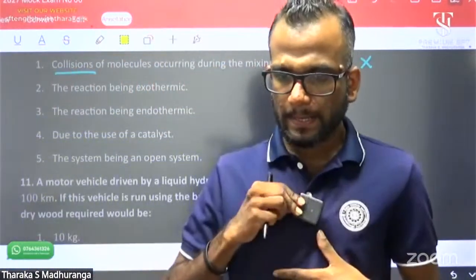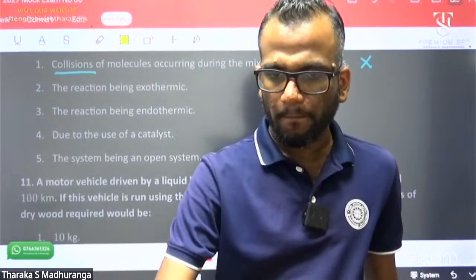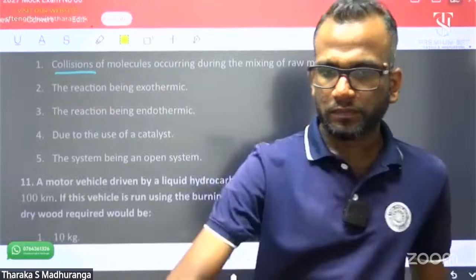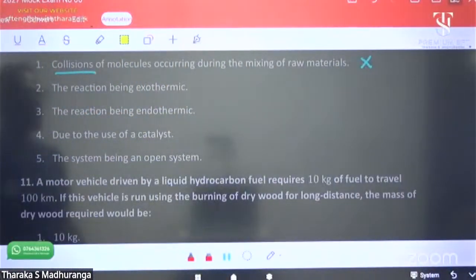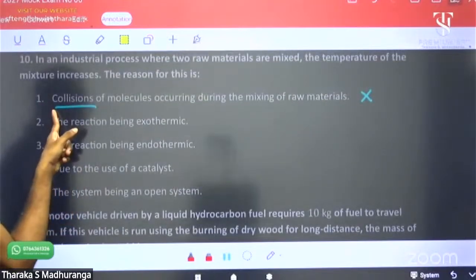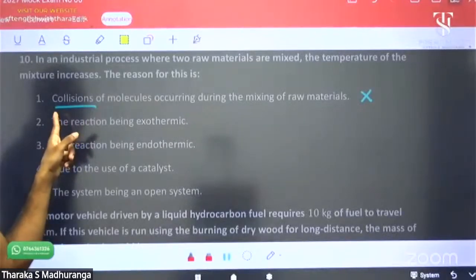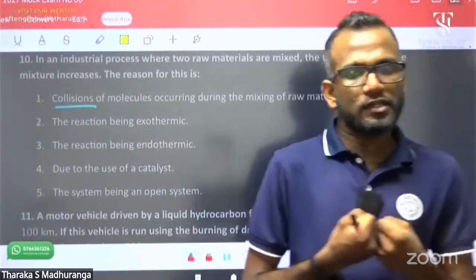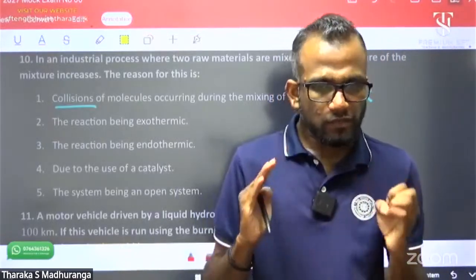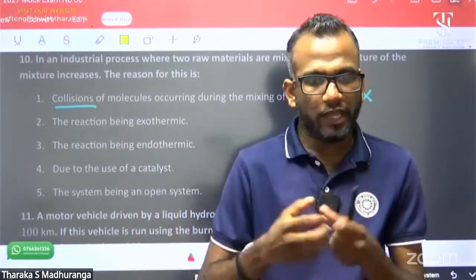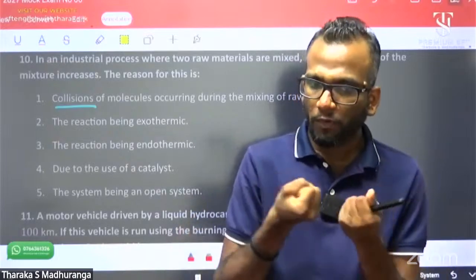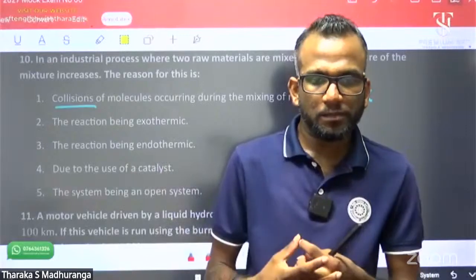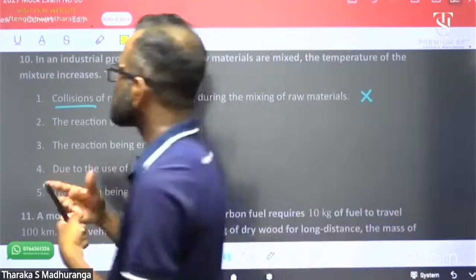Now okay, right? First one: in any chemical reaction, reactant molecules collide with each other. That's true. That's the main requirement for any chemical reaction to take place. Reactant molecules collide, the already available bonds break down and new bonds form. After new bond formation, the new products are the products of the chemical reaction, right?